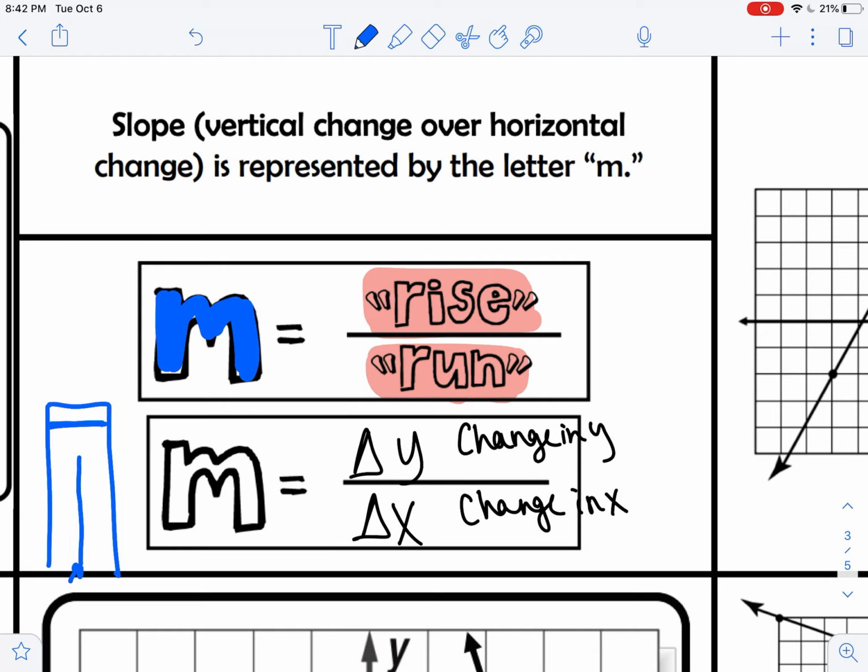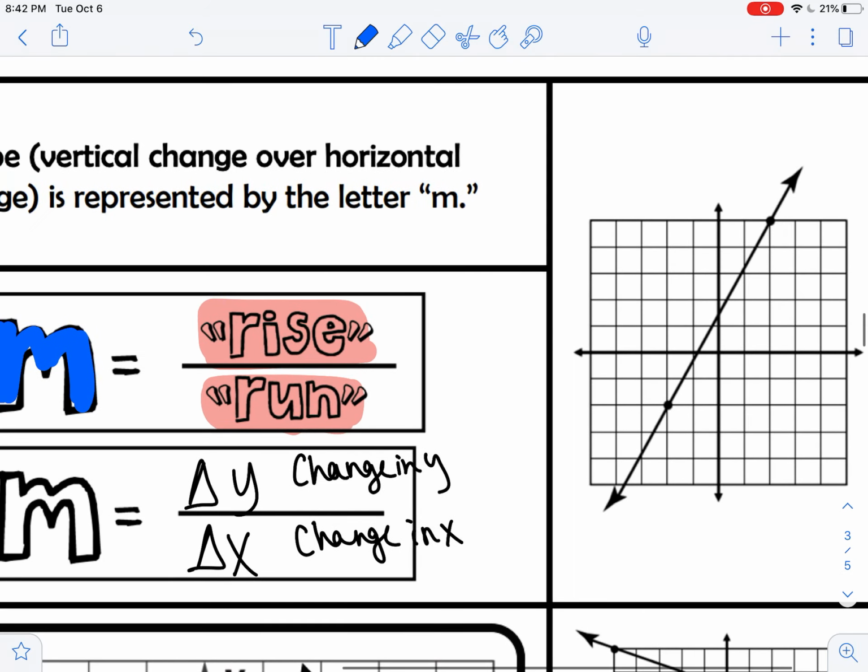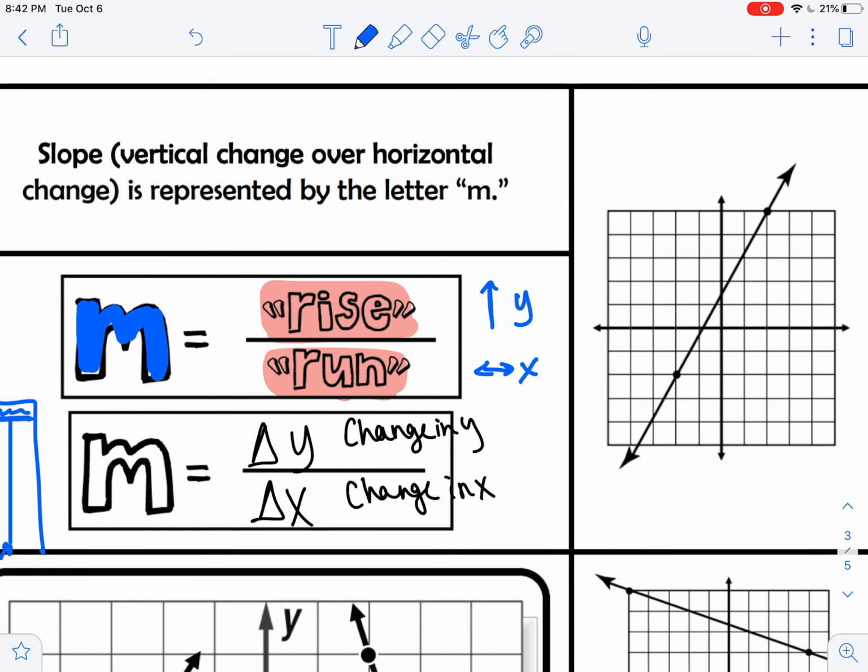You're going to have to take the elevator all the way up to the top, and then you can get out and go on the 5th floor. The same thing's going to be true here. We're going to have to rise on our y-axis, just like the elevator, and then we can run on our x-axis before we can find our slope. So always remember, it's rise over run.